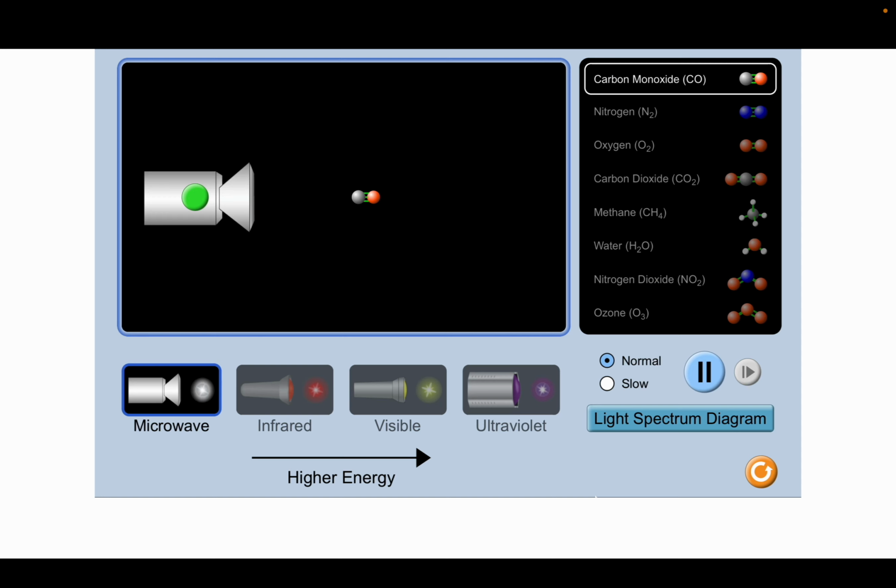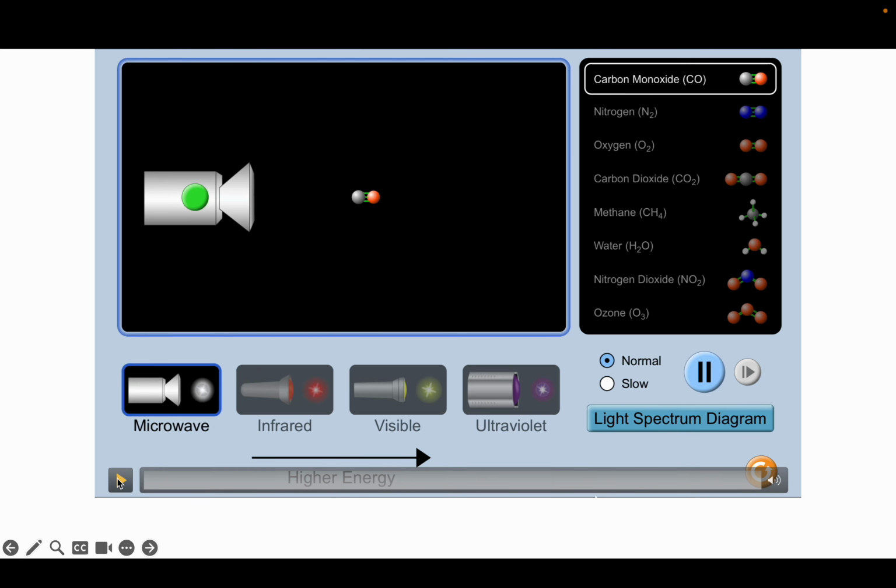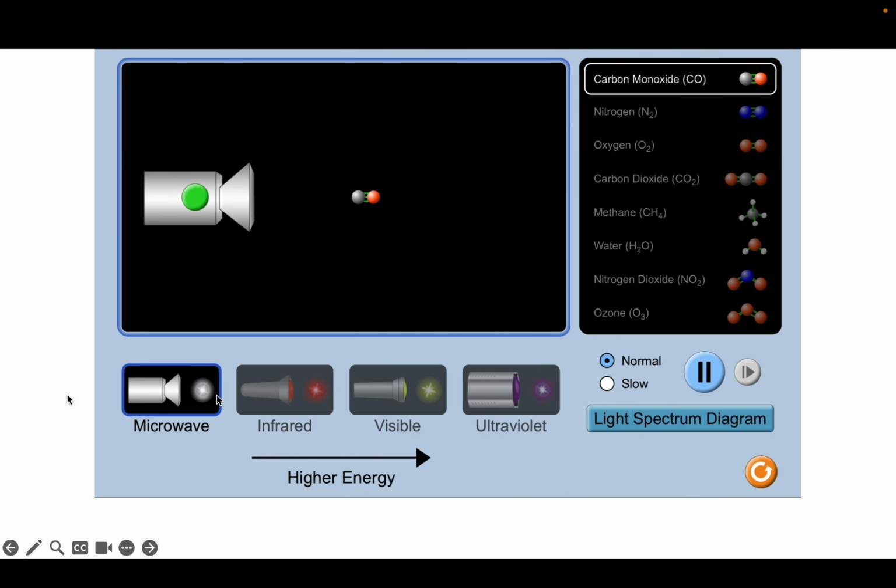So let's get started by using microwaves. What I'd like you to do is record whether there is a response from the molecule when microwaves interact with it. And if you can, try to name what you think that response is. We're starting with carbon monoxide. Okay, it looks like something is happening.